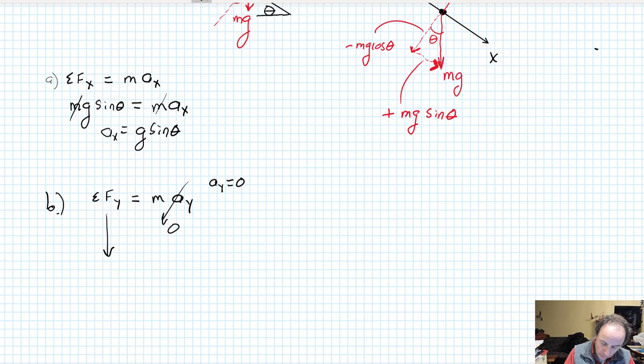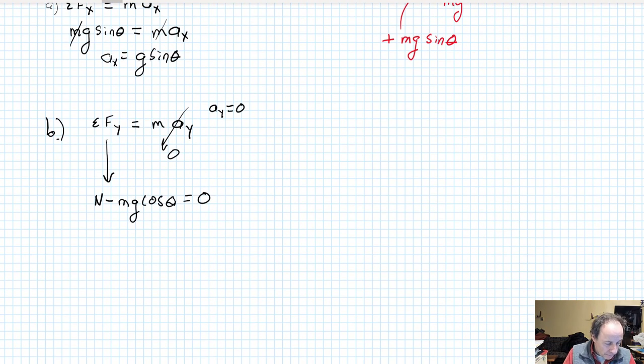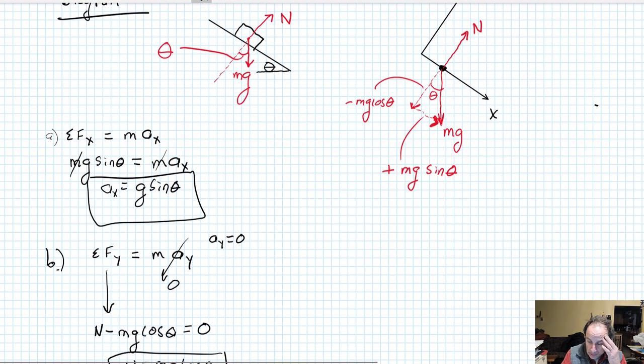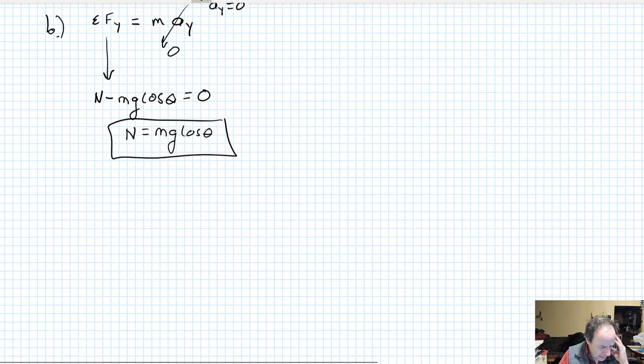So the sum of the forces in the y direction, you have n in the positive y direction. And then in the negative y direction, you have mg cosine of theta, with all that equal to 0. So you end up with the normal force equals mg cosine theta. And those are our two solutions. By choosing the coordinate system like this, we only had an acceleration in the x direction. So that made it easier to do.